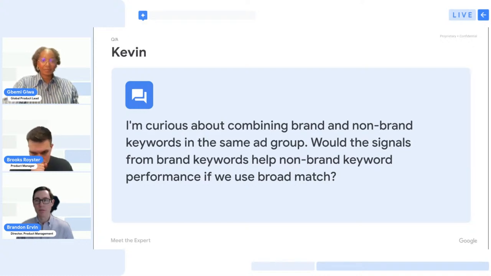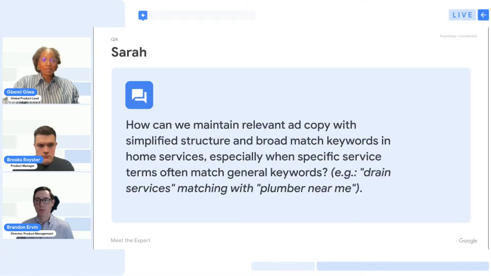Awesome. Thank you. Over to the next question. This one's for Brooks. How can we maintain relevant ad copy with simplified structures and broad match keywords in home services specifically, especially when specific service terms often match general keywords? For example, drain services matching with plumber near me.